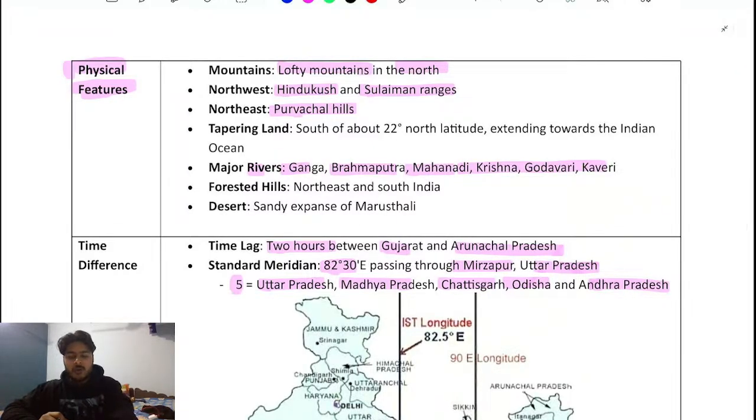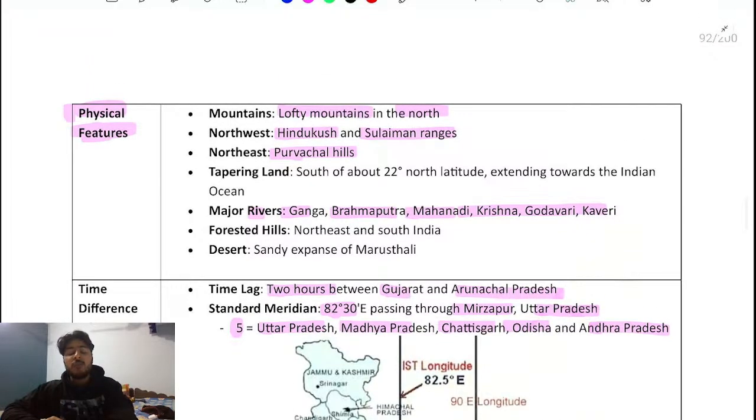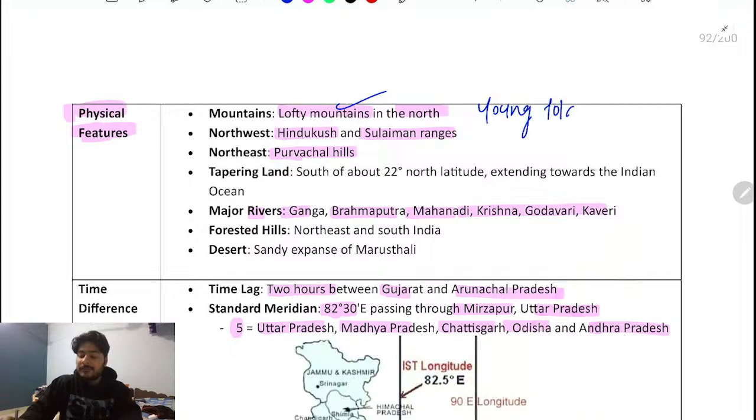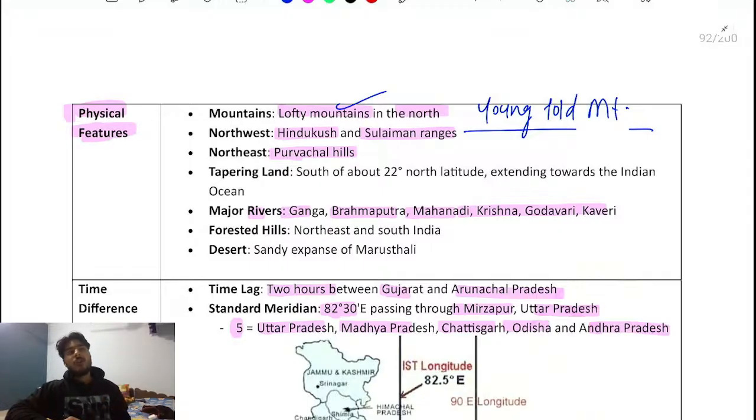Next, I will talk about some physical features of India. In the north we have the lofty Himalayan mountains. The Himalayan mountains are young fold mountains. They are still folding. Aravali is an old fold mountain, but Himalaya is a young fold mountain, formed from the collision of the Indian and Eurasian plates. When the Indian plate submerged into the Eurasian plate, the formation of the mountain took place.